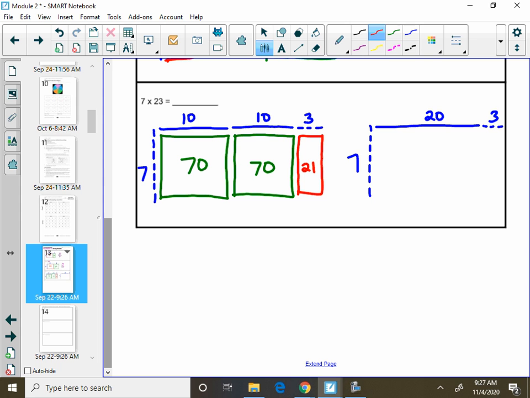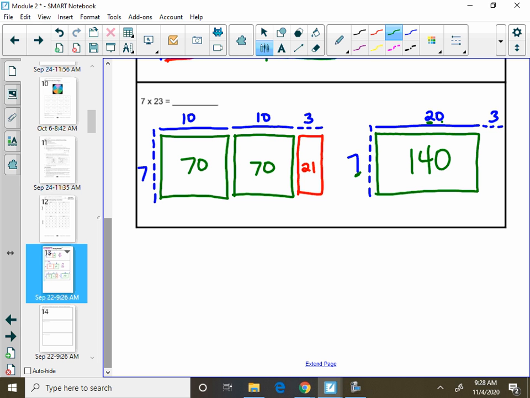Now, if you did it the way where you don't split the tens up, it's really just an extended fact. 7 times 20. And here's how I would do it. I would think 7 times 2 is 14. A 0 in the problem, a 0 in the answer. Look at those green sections. Isn't 70 plus 70 140? Yeah, so it's up to you.